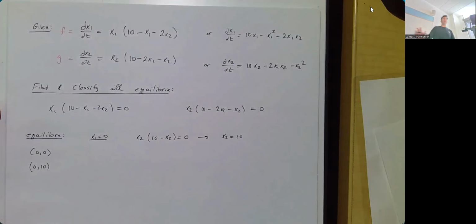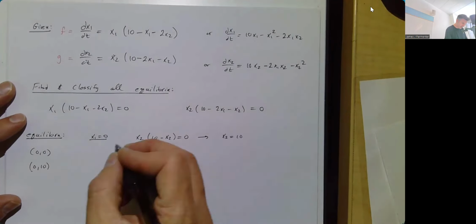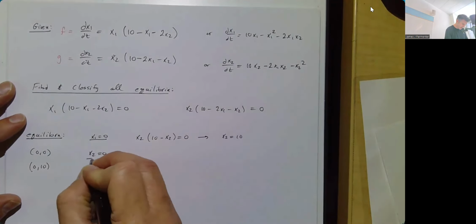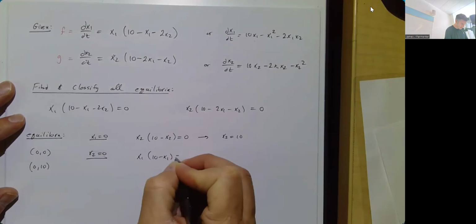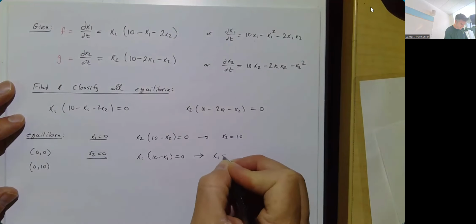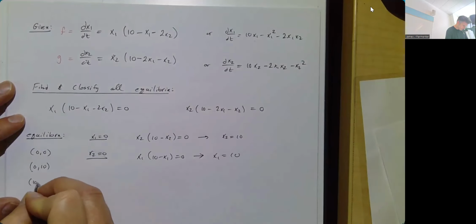And now, because of what we said before, I'm pretty sure (10, 0) is also going to be an equilibrium, but let's find it anyway. So on the other side, we could set x2 equal to 0. And then over here, we'll get x1 times (10 minus x1) equal to 0. So we do get x1 equal to 10. So (10, 0) is also an equilibrium.